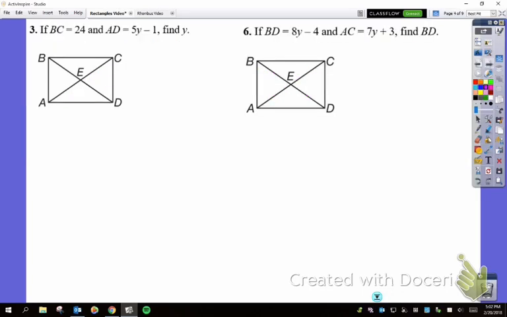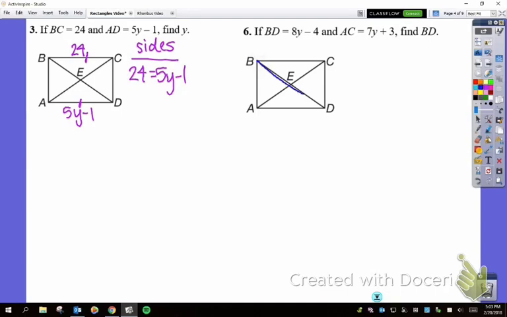Okay, if we look at number 3, we see that BC is going to equal 24, and then AD is going to equal 5y minus 1. Here I'm talking about sides. Okay, and we know that these are opposite sides, so we know that they're congruent. So again, we would just set our sides equal to each other, and you could solve from there to find y. Number 6 is similar to that, but now we are looking at BD and AC.